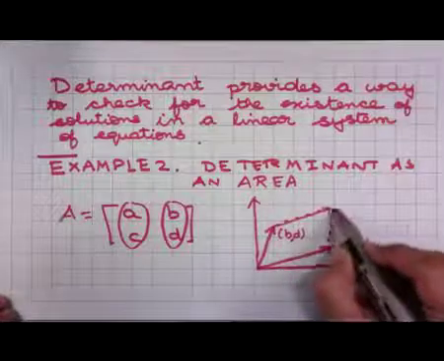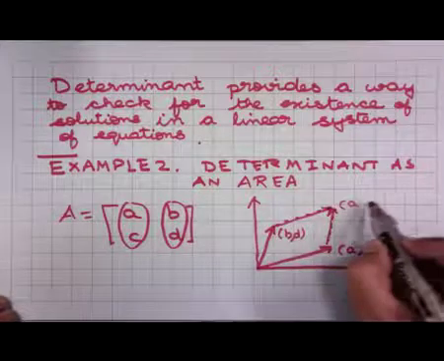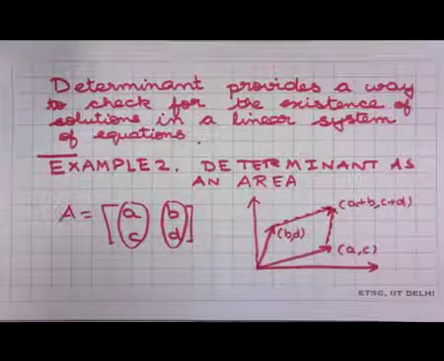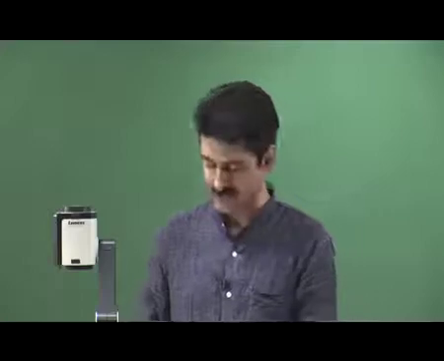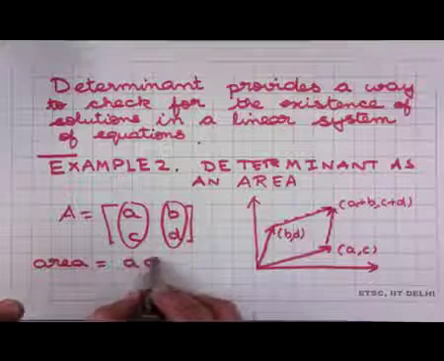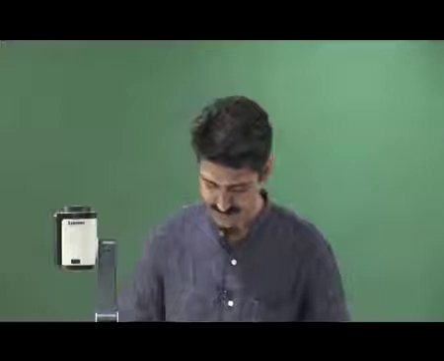This point is here at A plus B, C plus D. What I submit is that the area of this parallelogram is nothing but the same quantity that we were checking as being non-zero for the existence of solutions in the previous example, and that is what we should formally define later as the determinant. So, the area is nothing but AD minus BC. How does that come? Let us look at that.